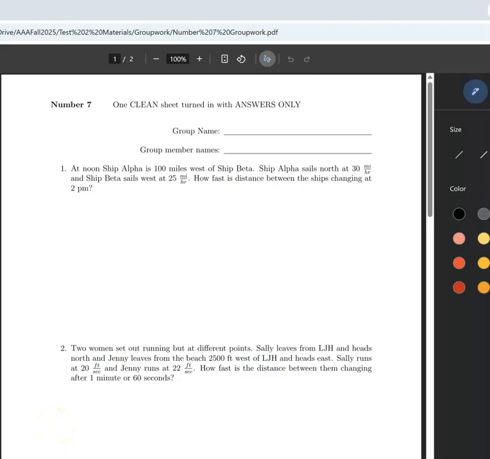Here we go. So we have two ships. Ship A is 100 miles west of ship B. So I'm going to put B here, A here, and this is 100 miles.